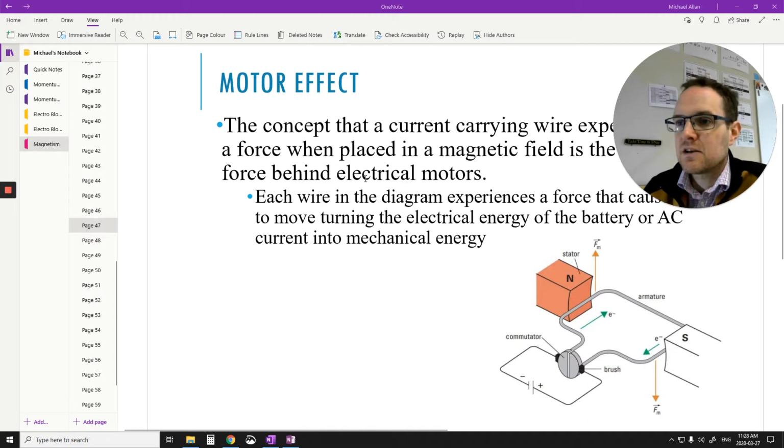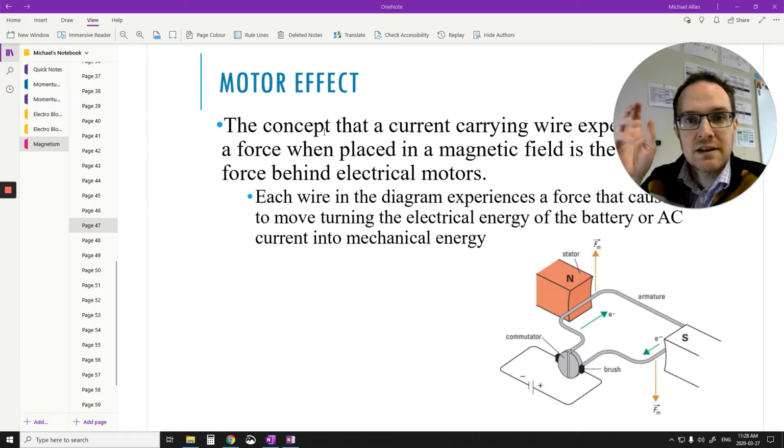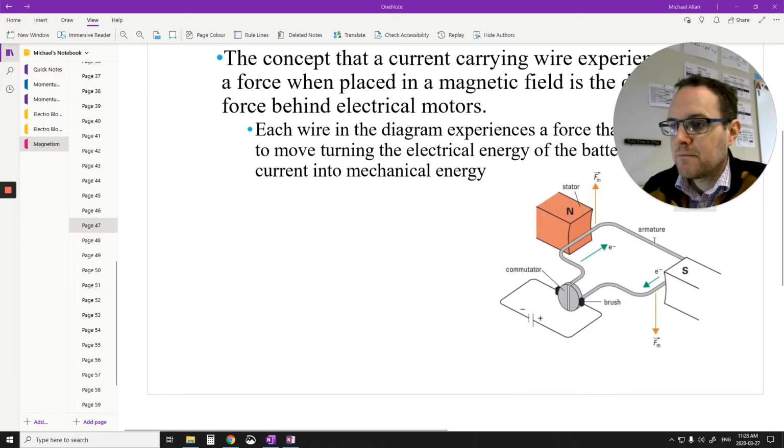So the first idea here is that I have to talk about what an electric motor is. How does it actually work? That's going to help me explain how the motor effect changes electrical energy into kinetic energy. So here we have a picture of a motor. It follows some of the hand rules that we had before.